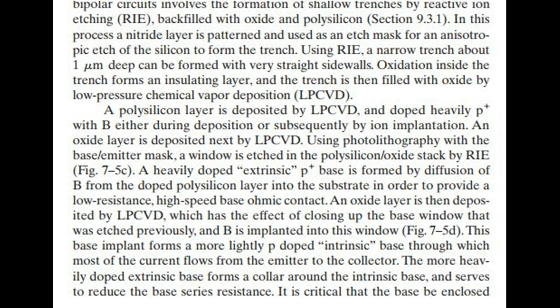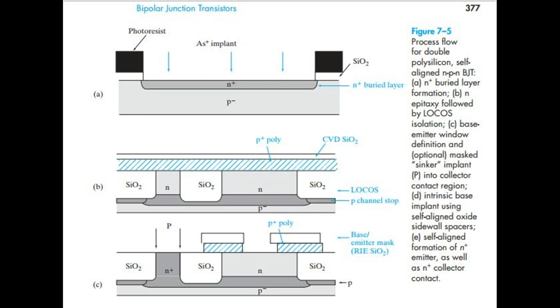This base implant forms a more lightly P-doped intrinsic base through which most of the current flows from the emitter to the collector. The more heavily doped extrinsic base forms a collar around the intrinsic base, and serves to reduce the base series resistance. It is critical that the base be enclosed well within the collector because otherwise it would be shorted to the P substrate.